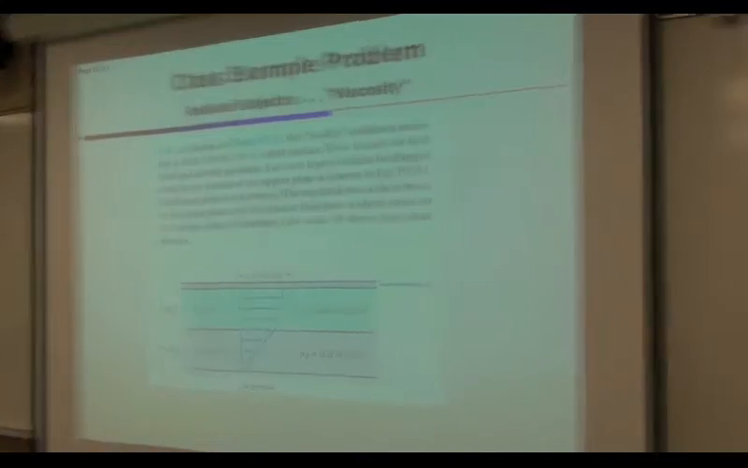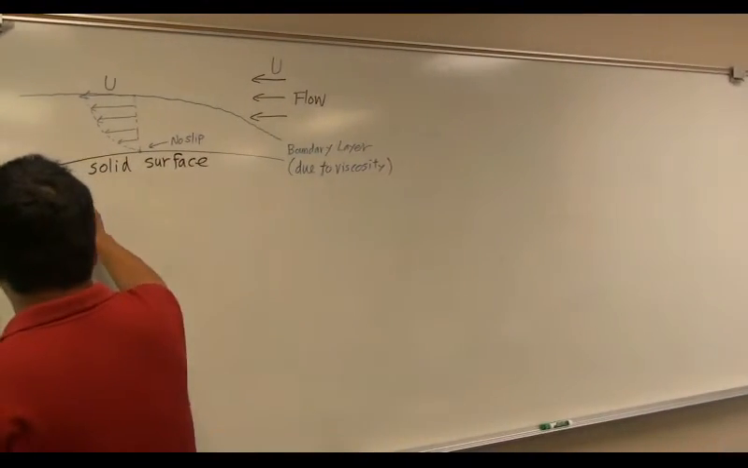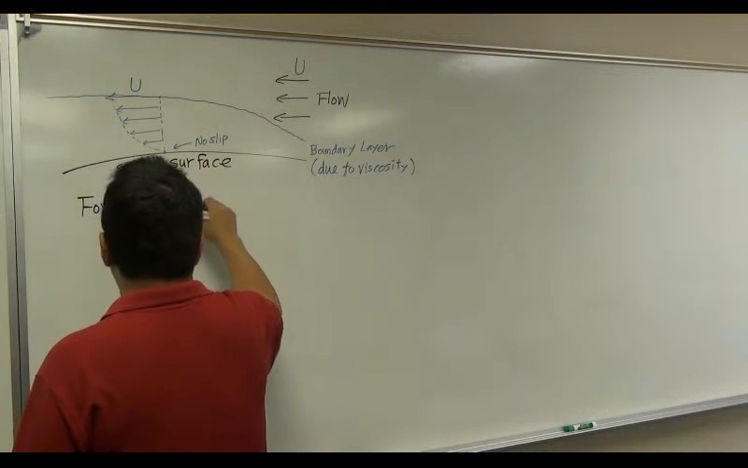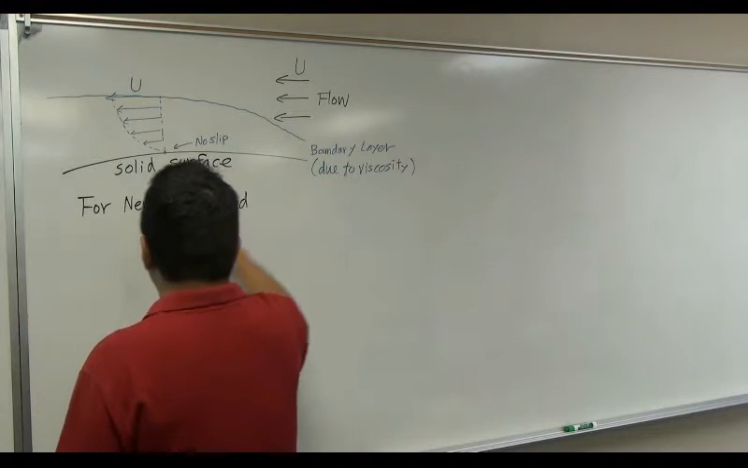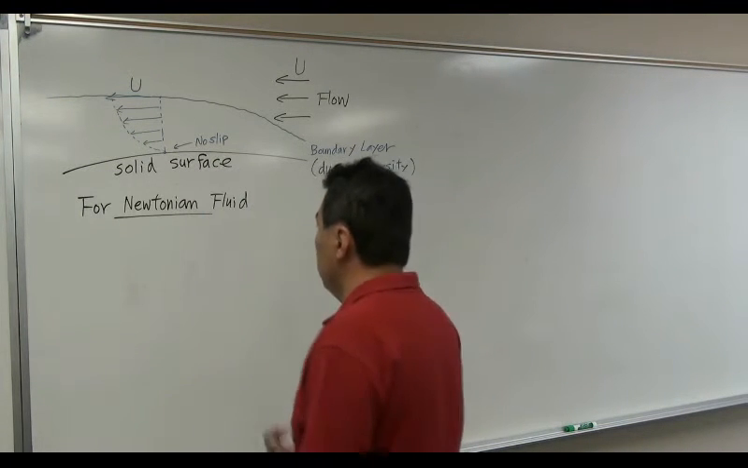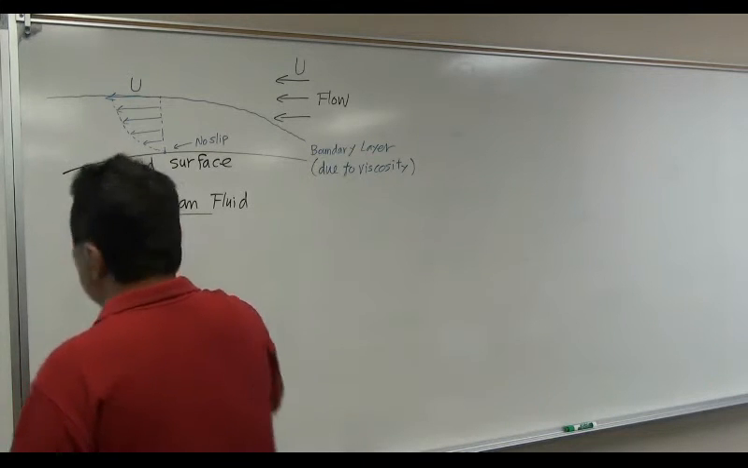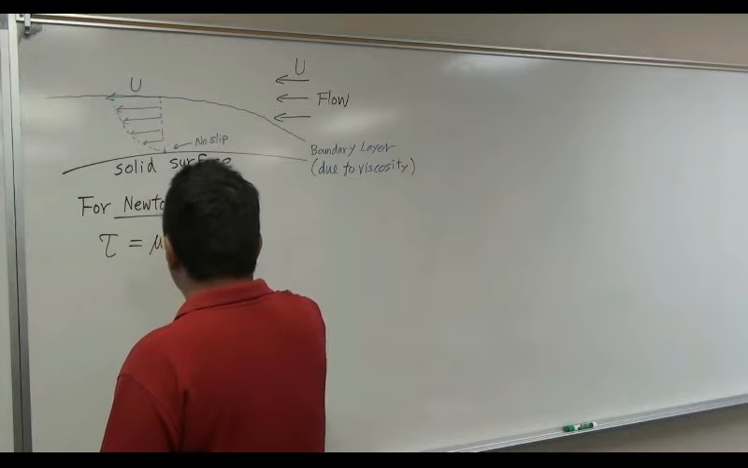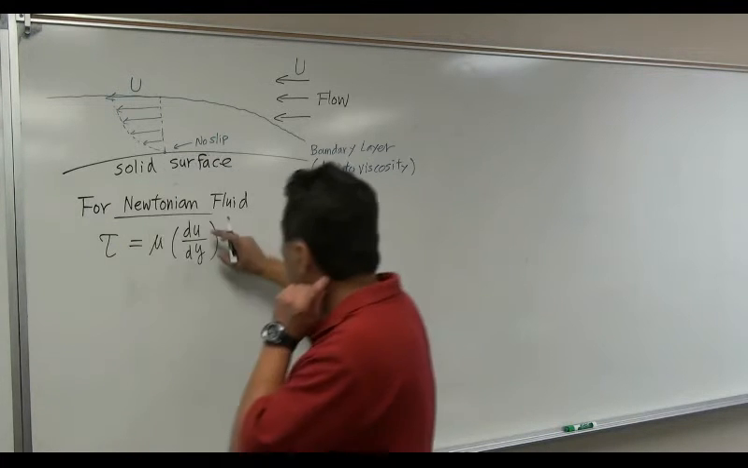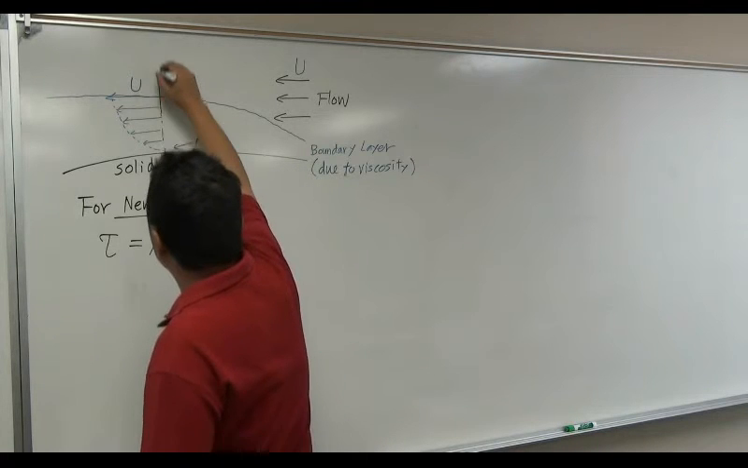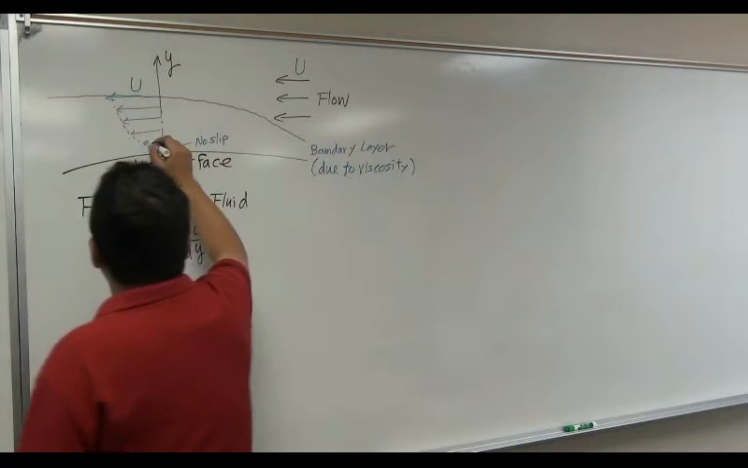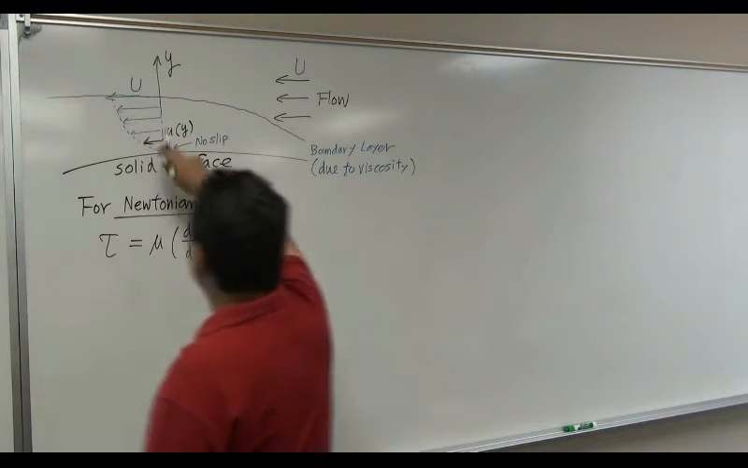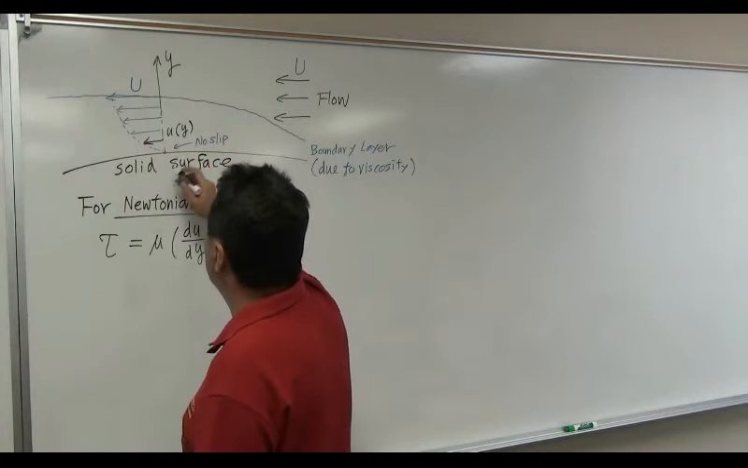Remember, for Newtonian fluid, in which in this case we assume Newtonian fluid, the shear stress can be developed due to viscosity and du dy. du dy is how much velocity change happens in the direction y. So this is direction y. So this is the velocity u as a function of y. This is not the uniform velocity. Velocity changes with respect to y.